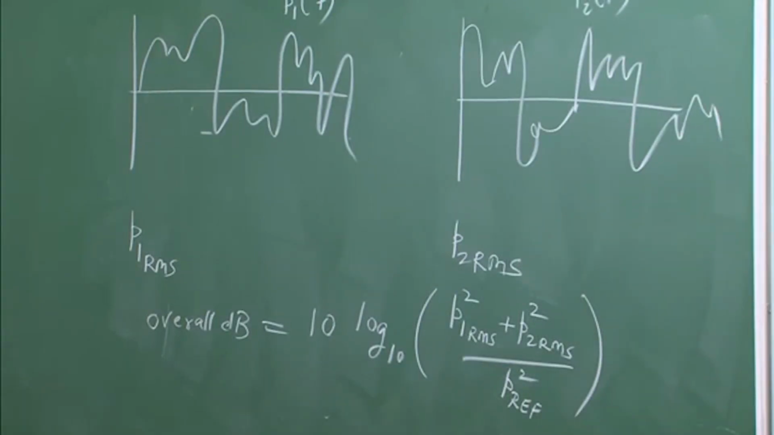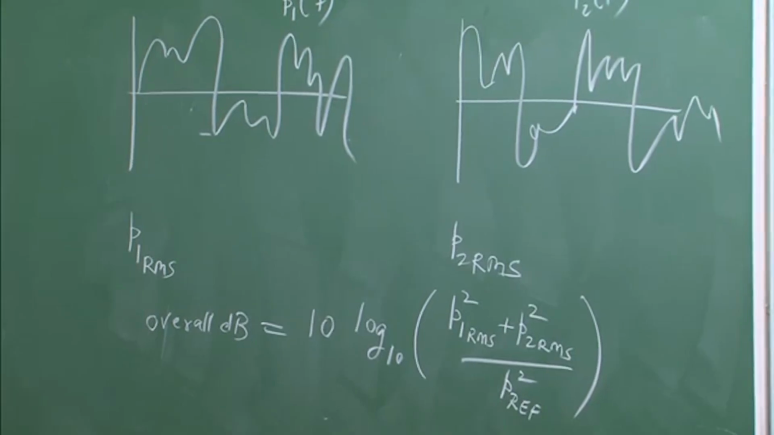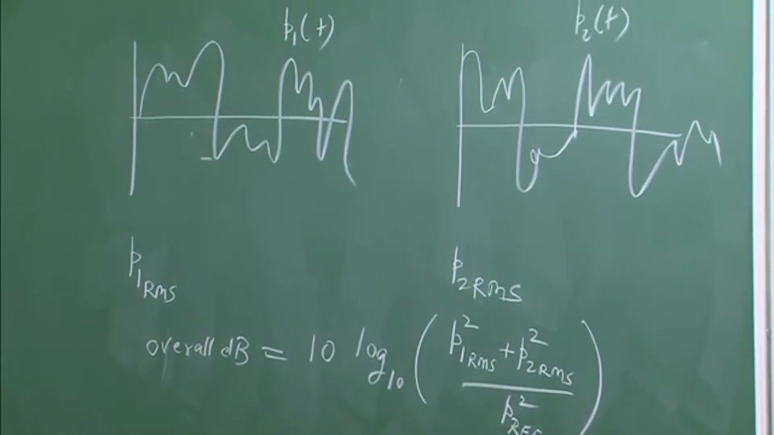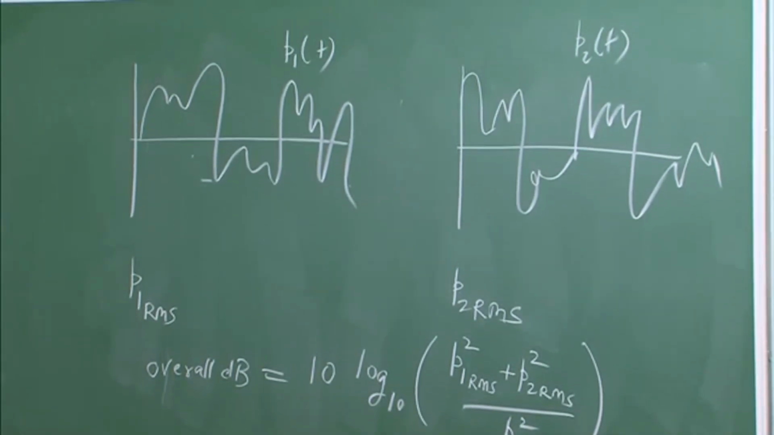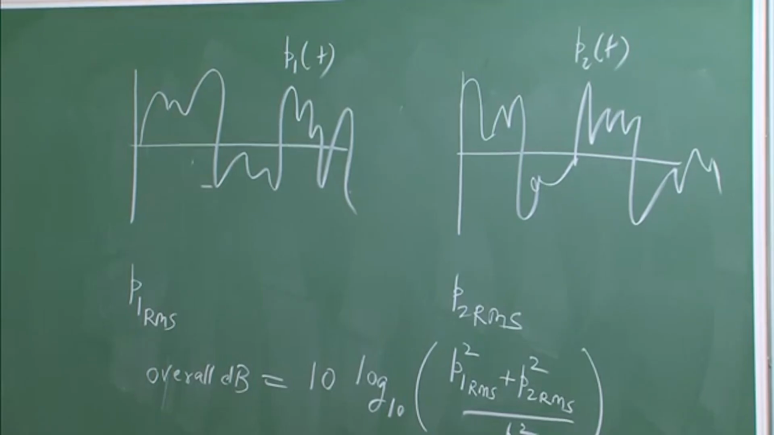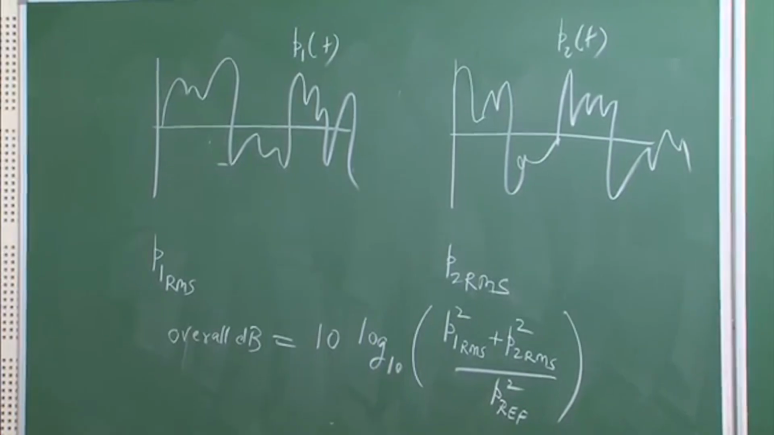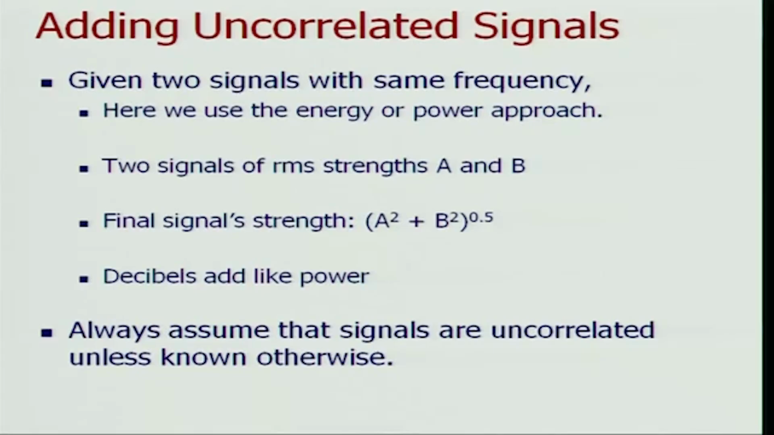So when we are talking about signals, we have to figure out whether the signal is correlated or not. If we have correlation, then we can add the signals by themselves. If the signals are not correlated, then we have to square up the RMS values of those two signals, add them up, divide it by reference pressure square, take the log, multiply it by 10, and then we get the overall sound pressure level. So if it was wattages or intensities, we just add up wattages or intensities. If it is pressure, then that is what we do to calculate the answer. So that's what it says. Adding uncorrelated signals, and decibels add like power.